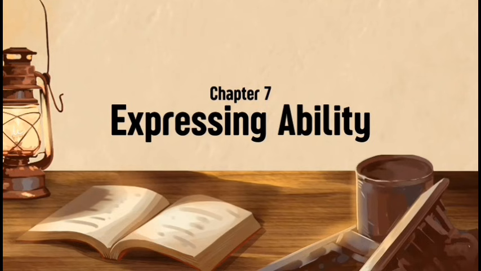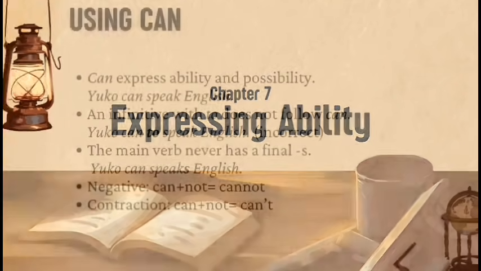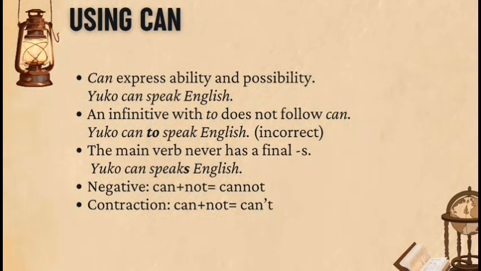Next, chapter 7, expressing ability. Using can. Can expresses ability and possibility. For example, Yuko can speak English. An infinitive with to does not follow can. "Yuko can to speak English" is incorrect. The main verb never has a final s. "Yuko can speaks English" is incorrect.